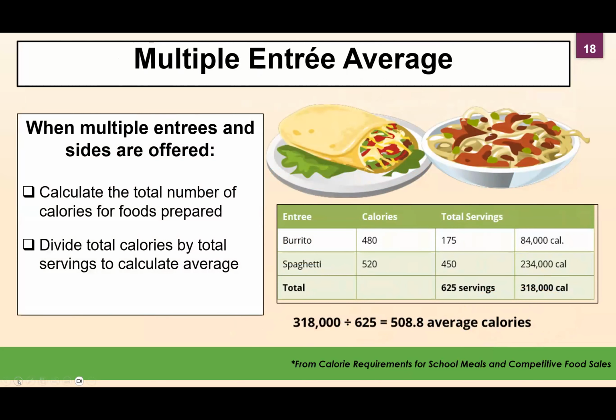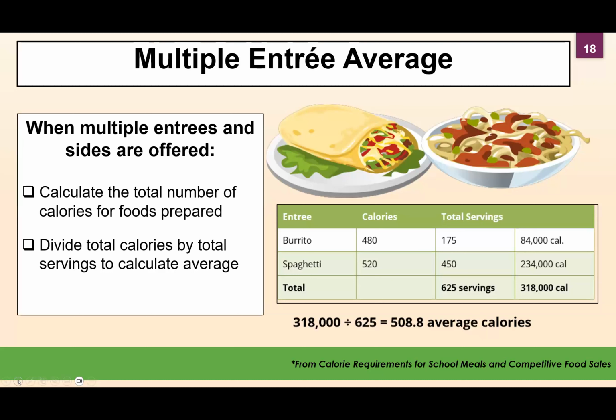Now, that was only one entree. What if you have multiple entrees on your line? When you have multiple entrees and sides offered, you will calculate the total number of calories for the foods prepared and divide it by the number of servings. We know from the past how many are going to eat the burrito and how many are going to have spaghetti. You kind of have a rough idea because you're planning for it. You have past food production records you can look at to come up with an idea of what you are planning to prepare. And that's when you would put in, I think I'm going to have 175 eat burritos and 450 will eat the spaghetti. That's how you come up with your calories if you have multiple entrees.